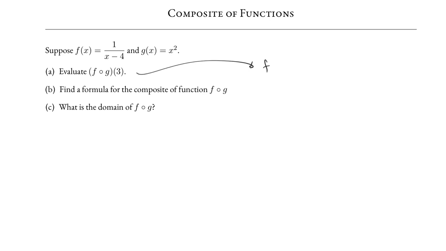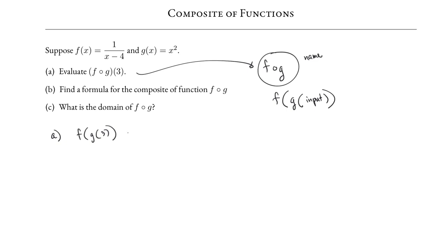The notation f circle g is a composite function, and it means f of g of an input. F of g alone is the name of the function, but when we evaluate the function, we would plug in an input. To evaluate the composite function, we would first evaluate the inner function, so we would leave the f outside alone and evaluate g of 3.